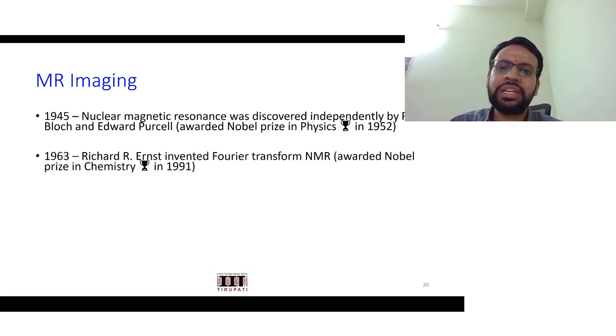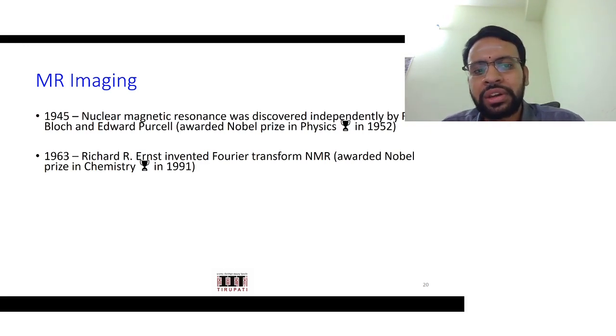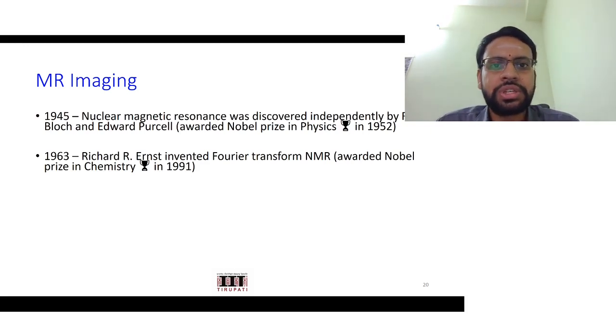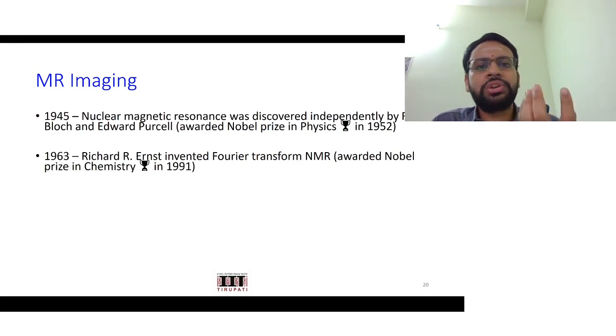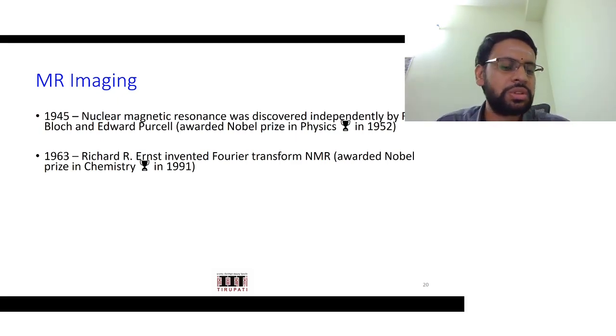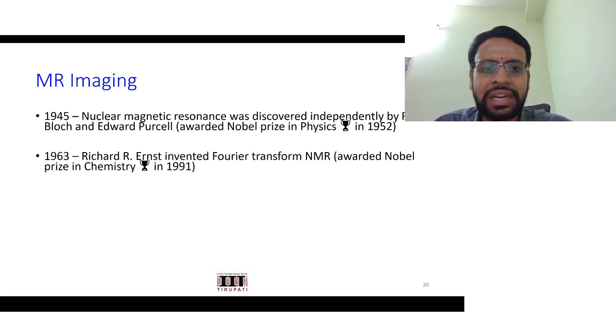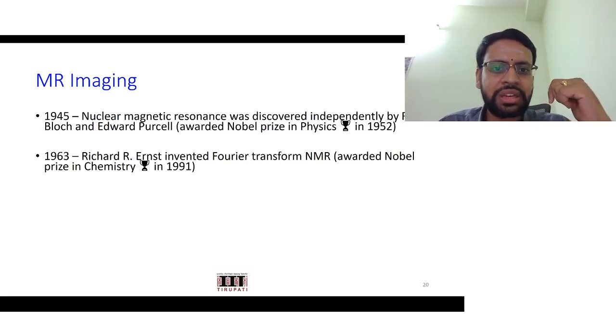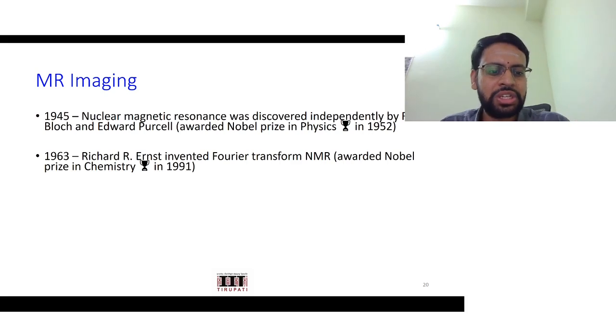The next important historical landmark here is in 1963, Richard R. Ernst, who invented Fourier transform based nuclear magnetic resonance. This is the one used to understand the chemical composition, or what molecules are there in a given substance. In chemistry, it is widely used even today. So this was invented by Richard R. Ernst in 1963. Again, this was awarded a Nobel Prize in Chemistry in 1991.